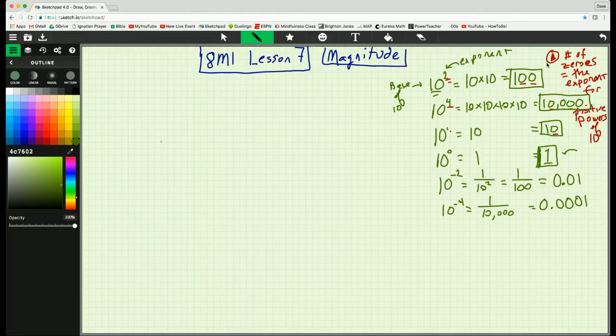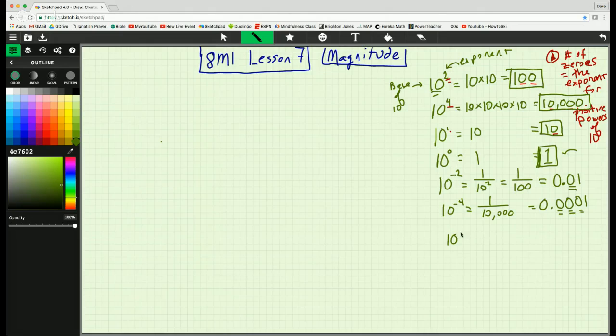Now notice here, if you want to try and think about this in terms of a rule, which I kind of discourage right off the bat, but if you want to, it's going to be the same number. If this is a -2, you're going to have only 1 zero after the decimal. And if it's a -4, you're going to have 3. So it's 1 less than the exponent after the decimal before the 1.